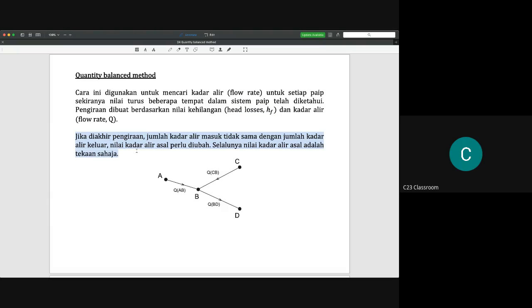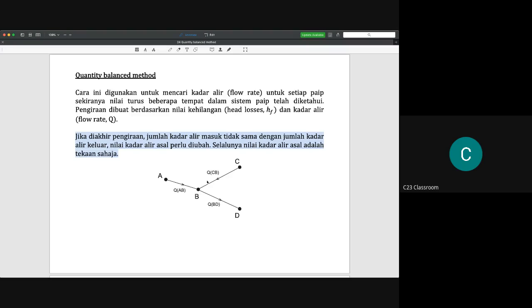So if our first estimation is not correct, we need to take a little bit, we reduce the amount of flow rate from the greater one, and then we top up, we add to the lower one. So the idea is the same, that is we will try to balance the total flow rate. Because for flow rate we believe it must fulfil conservation of mass, or we say it fulfils the continuity equation. So the continuity equation must be fulfilled.